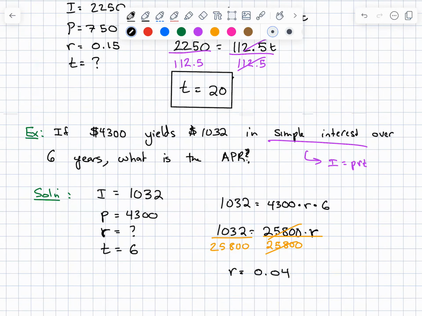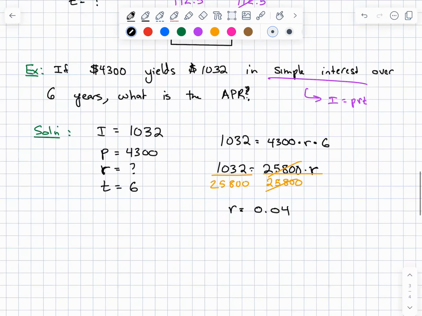Usually a lot of times these ones end up being like 0.087532, blah, blah, blah, on and on forever. But this one turns out to be a nice number. That's a very small number, but you've got to remember, this is the annual percentage rate in decimal form. So we're going to convert it to percentage form, move it 2 units to the right. So we get that the APR is 4%.